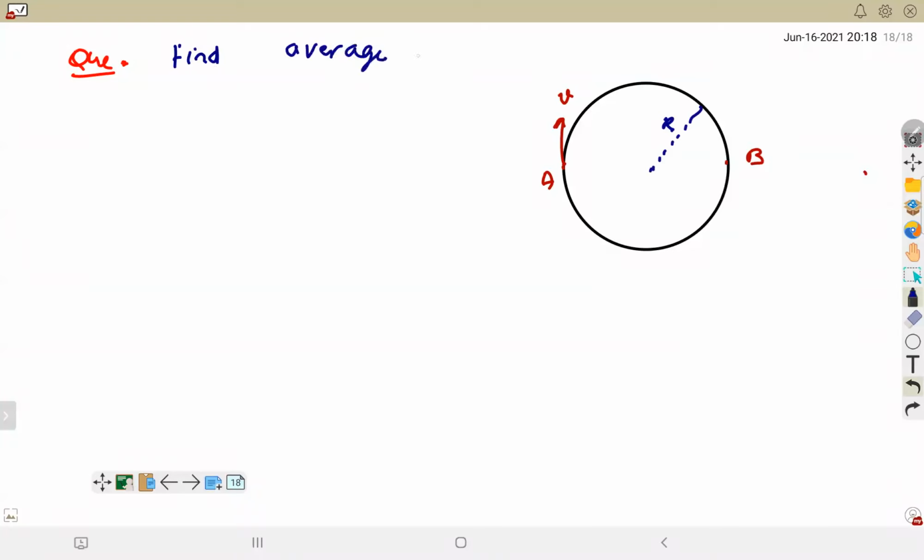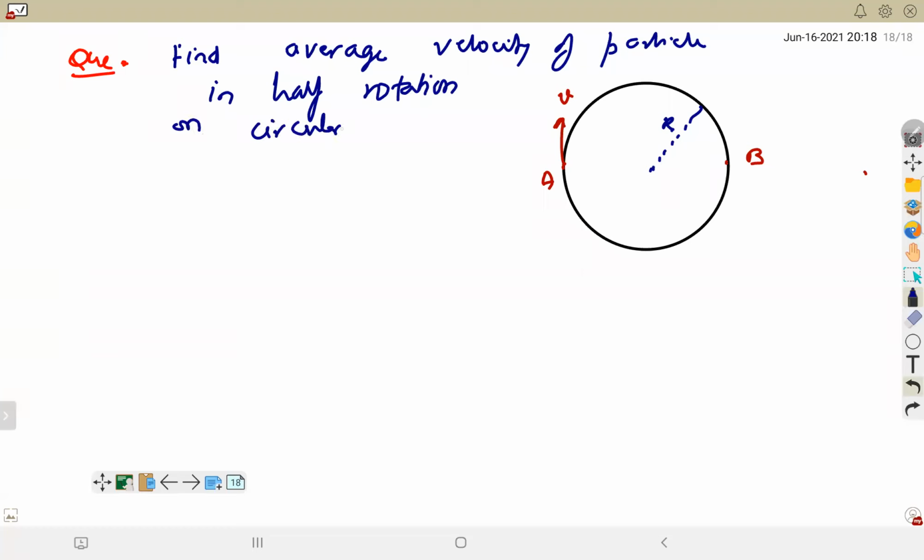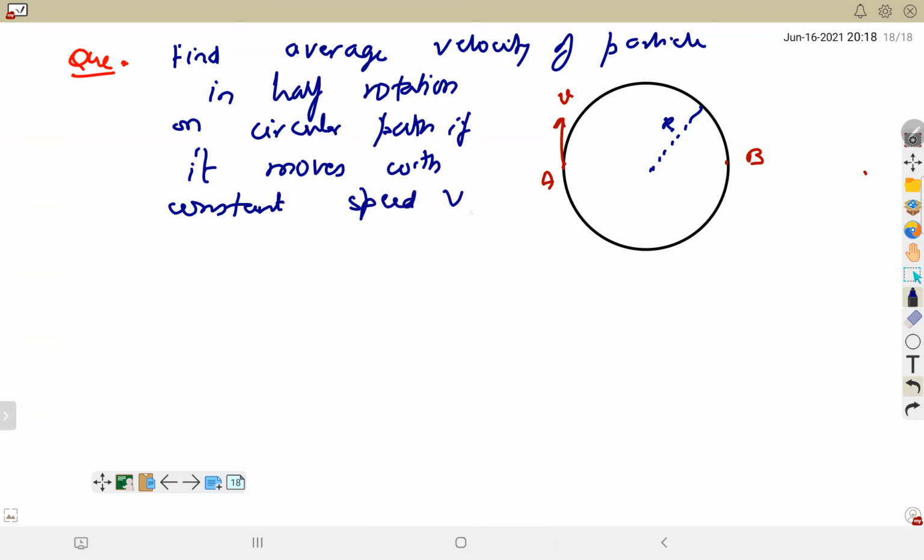Time is not given, so time also we have to find somehow. Find average velocity of particle in half rotation on the circular path. In half rotation of circular path, it moves with constant speed v. So it is moving on the circular path with constant speed of v meter per second. We have to find the average velocity from A to B. Average velocity is total displacement divided by time taken. Displacement is equal to diameter.